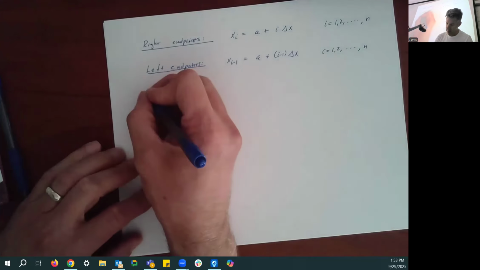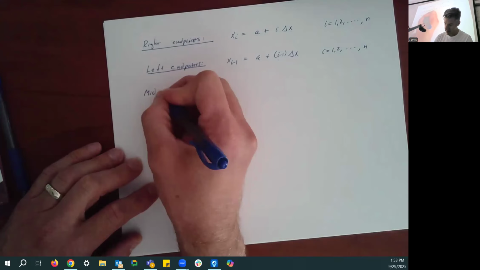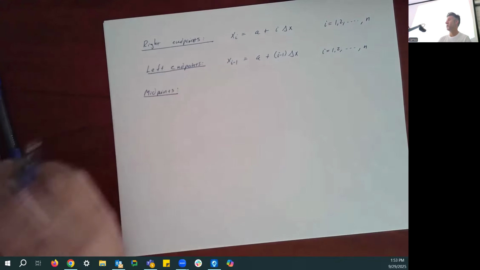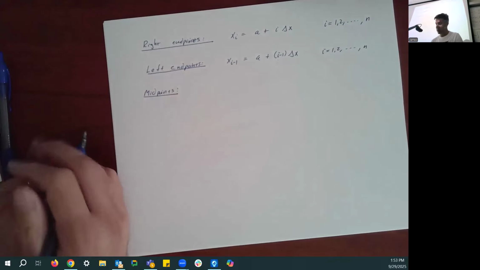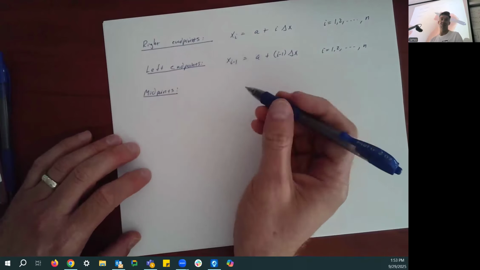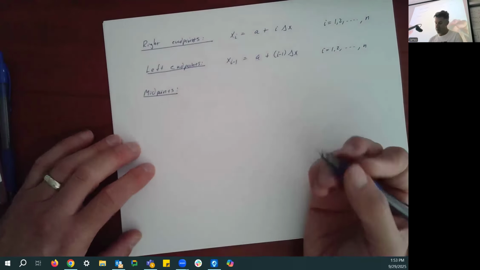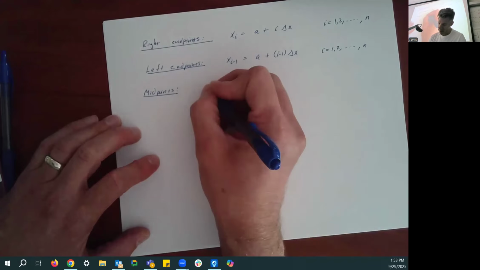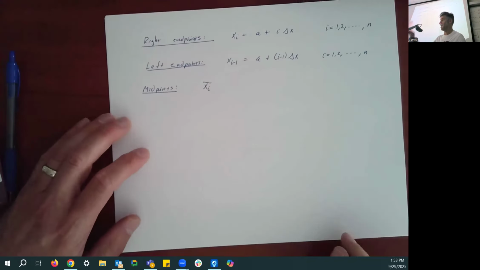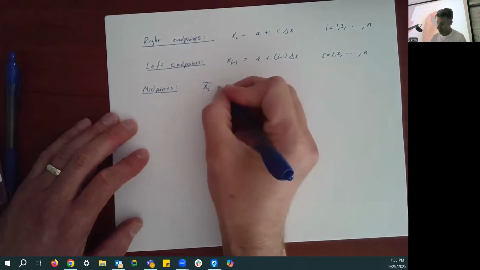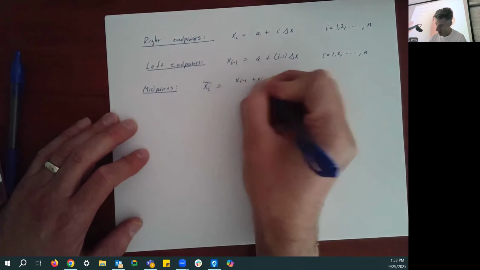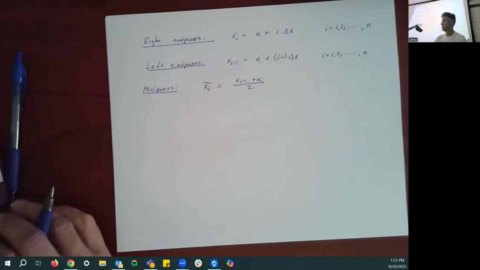And then for the midpoints, well, there's a reason I said they're the average. It's because they're the average. So if you take the average of x sub i and x sub i minus 1, you'll exactly get the midpoint for the ith subinterval. So I'm going to call it x sub i bar, because that's typical average notation, the over bar notation. It's literally x sub i minus 1 plus x sub i divided by 2.